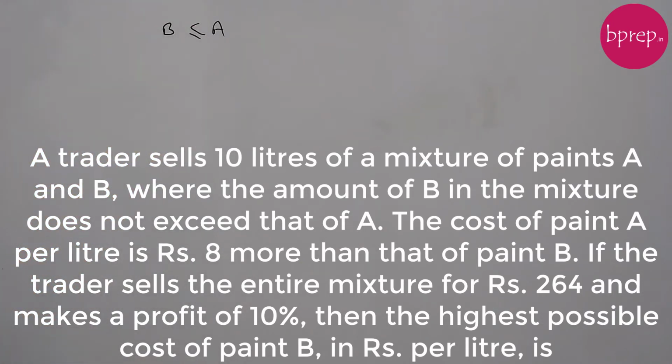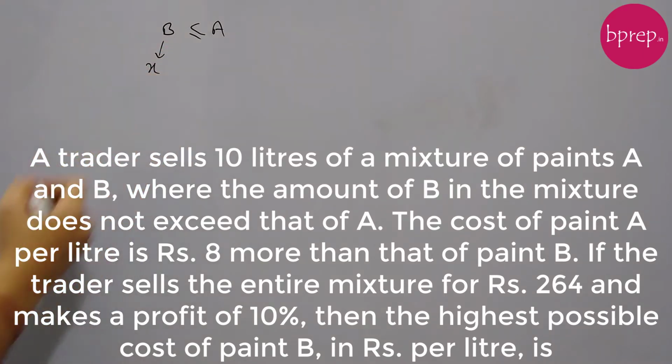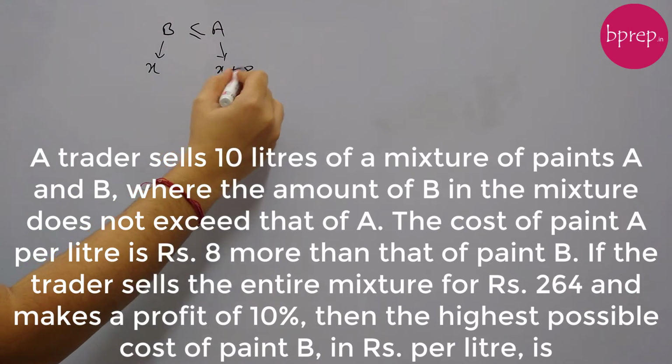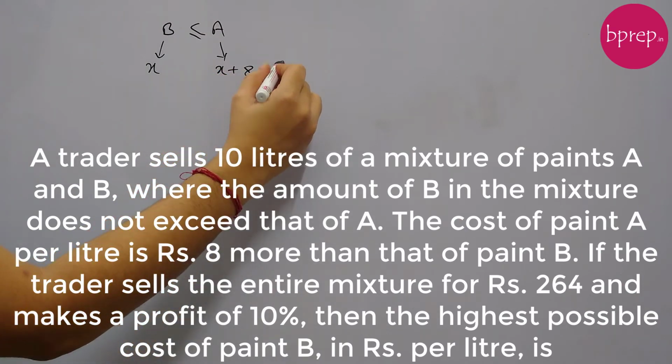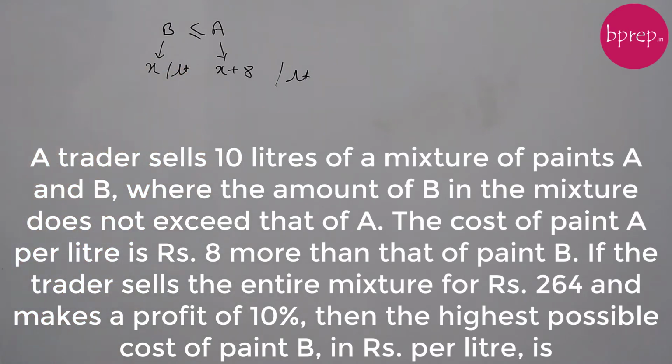The cost of paint A per liter is rupees 8 more than that of paint B. So let's say for paint B the cost is X rupees per liter. So for A it will be X plus 8 rupees per liter. This is also per liter. So if the trader sells the entire mixture for rupees 264 and makes a profit of 10%, then the highest possible cost of paint B in rupees per liter is what?